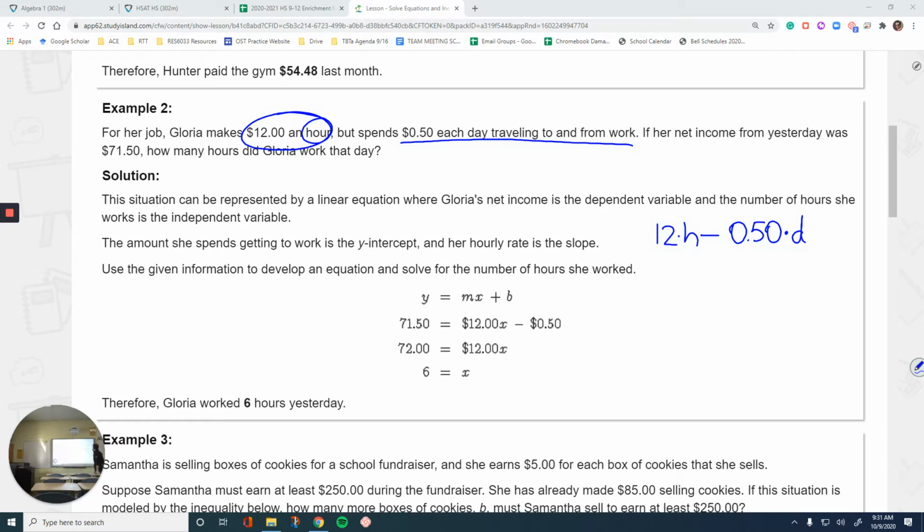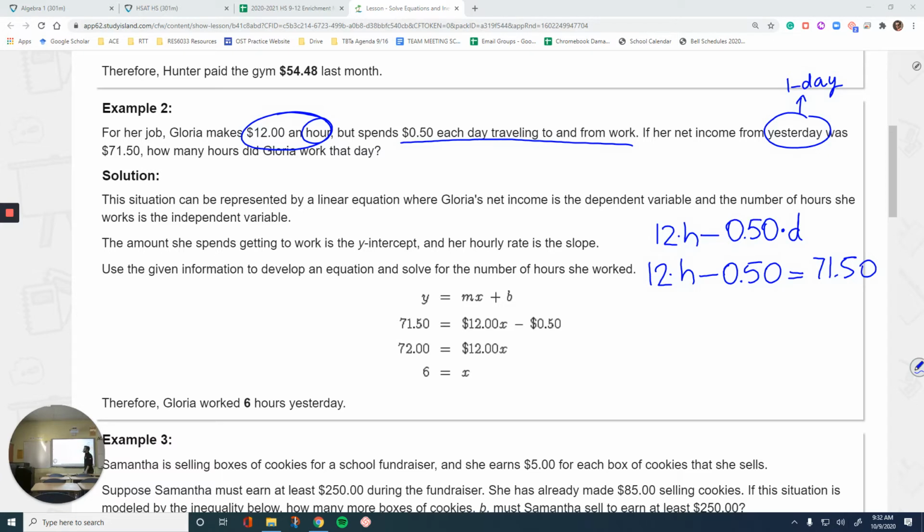If her net income from yesterday is $71.50. Now, since we are just talking about yesterday, I know that it's just one day, right? So what I can do is I can just rewrite this real quick and then keep it as 0.50, because when I multiply this by 1, it's going to become itself anyways. So this means just one day, $71.50. So the income, this is what she gets, this is what she spends. The total is $71.50, right?